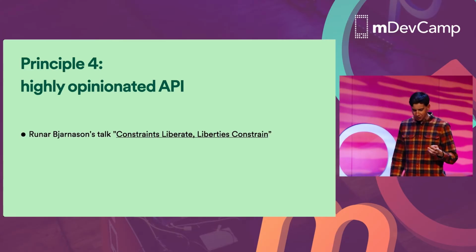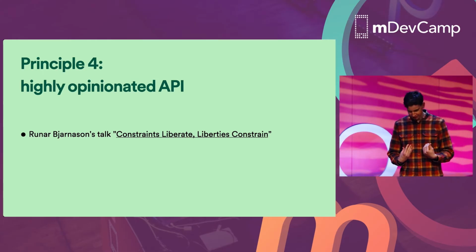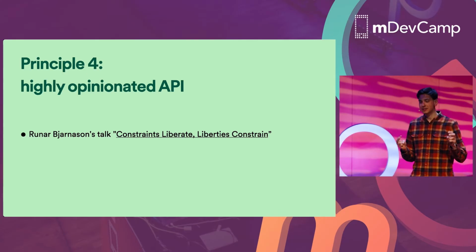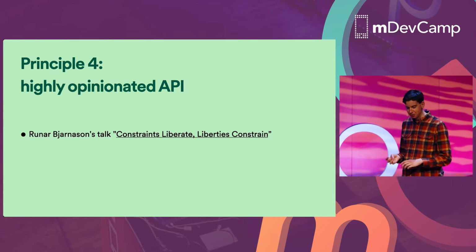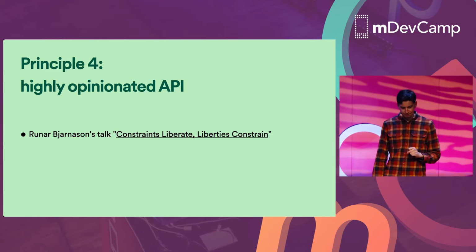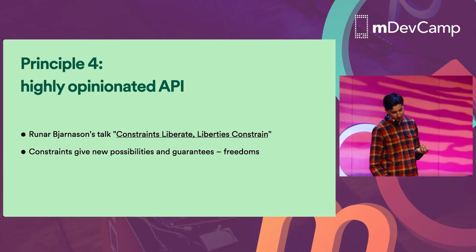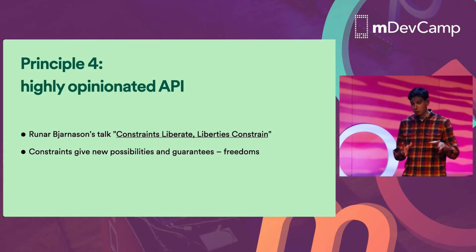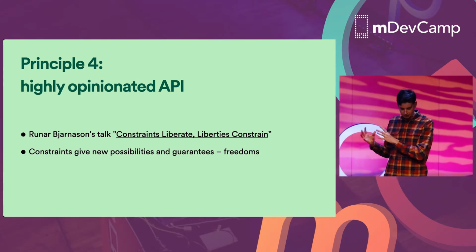Here we have seen one talk that strongly influenced us in the team where I work. It was Runar Björnsson's talk titled Constraints Liberate, Liberties Constrain, which I highly recommend watching, even though it's from a slightly different programming environment, actually from Rust. But Björnsson there explains a somewhat unintuitive realization: by imposing constraints at one level, in our case our APIs, we can achieve greater freedom at another level.